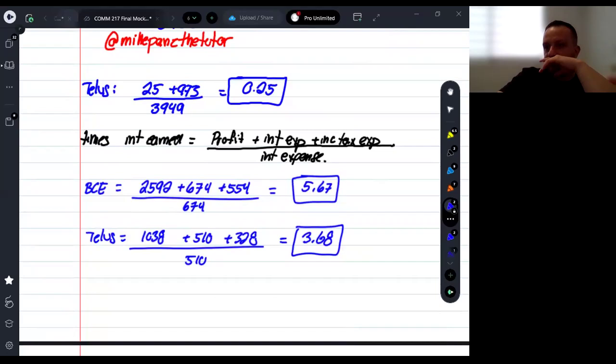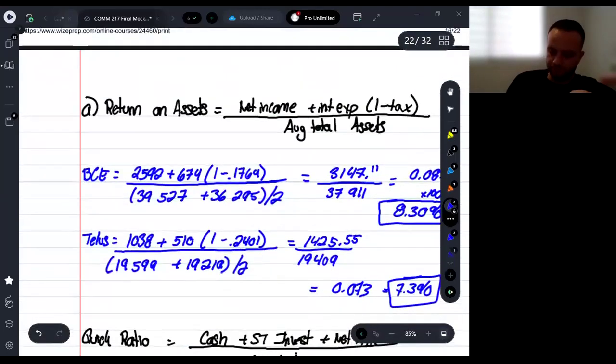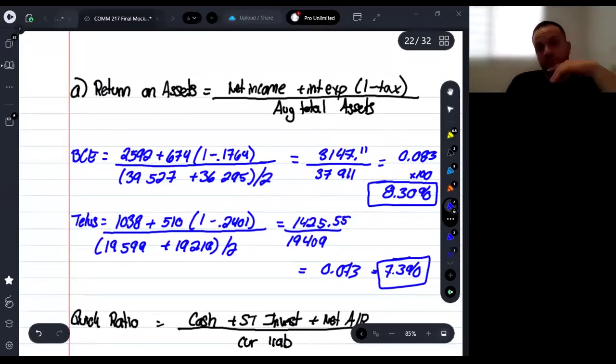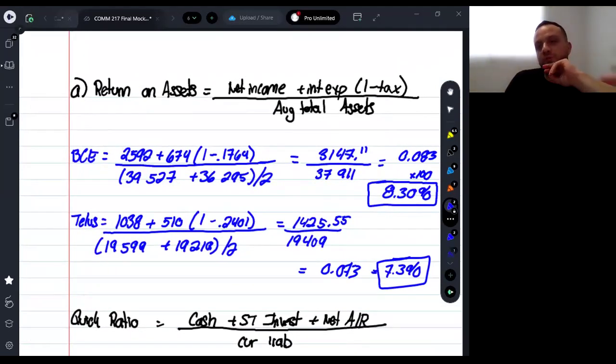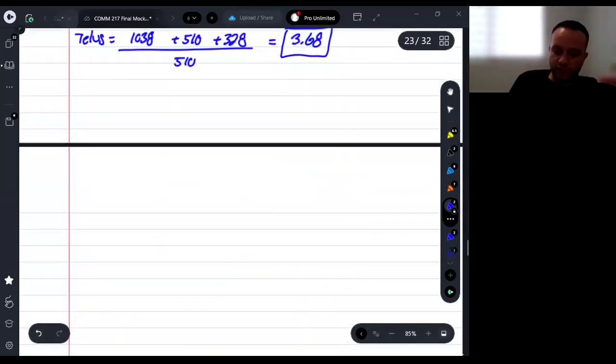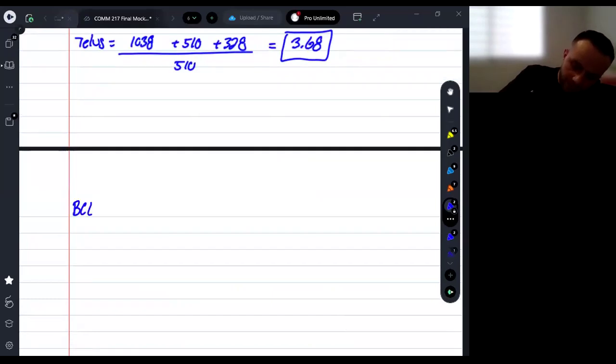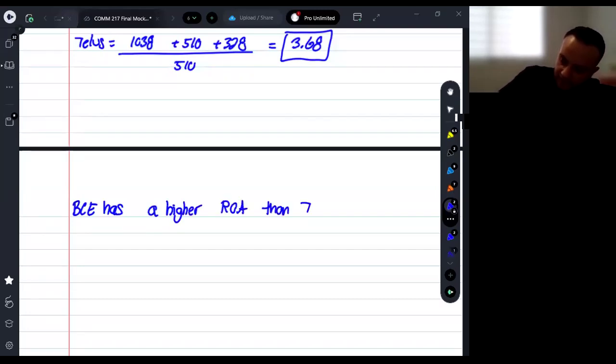And now what do they want in part B? Oh, sorry, they wanted to know what conclusions Aaron would draw. So let's go one by one. Who's doing better in terms of return on assets? Is higher better or lower? Higher is better, good. So BCE is doing better. So I would write something like: BCE has a higher return on assets than TELUS.